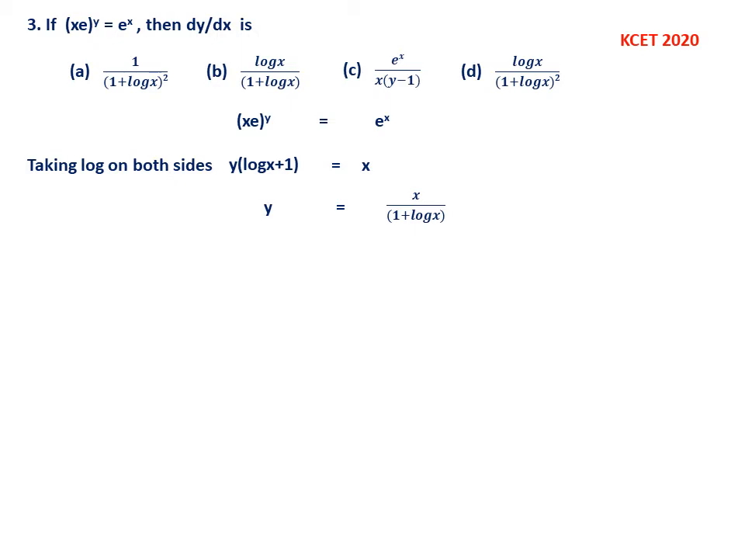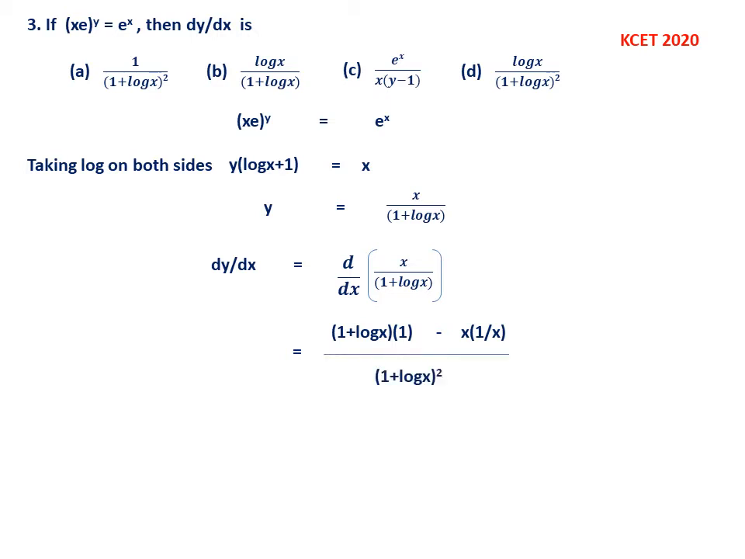Now you have to differentiate because dy by dx is required. Therefore you can use the quotient rule. For x divided by 1 plus log x: denominator 1 plus log x as it is, differentiation of x is 1, minus x as it is, differentiation of 1 plus log x is 1 by x, then divide by denominator square, that is (1 plus log x) square. So simplify, you get log x by (1 plus log x) whole square. So D is the option. This is question number 3.